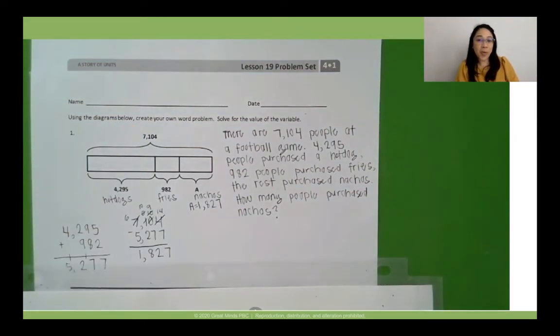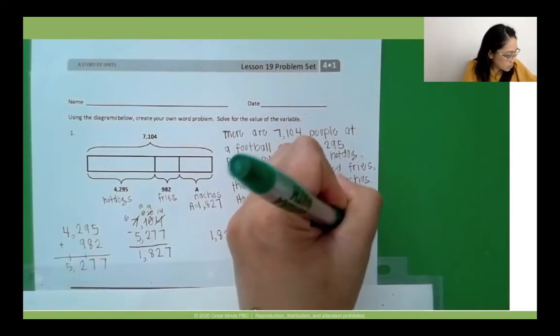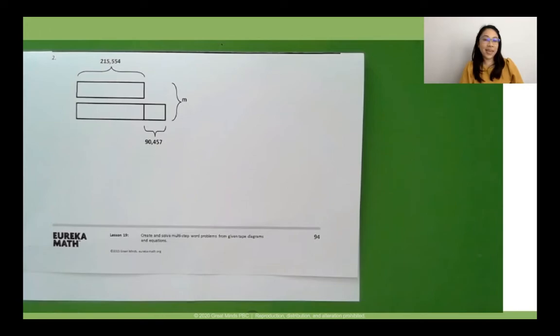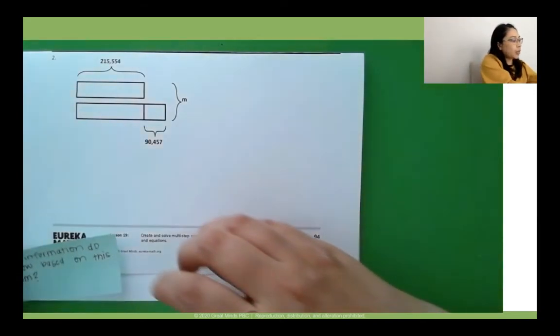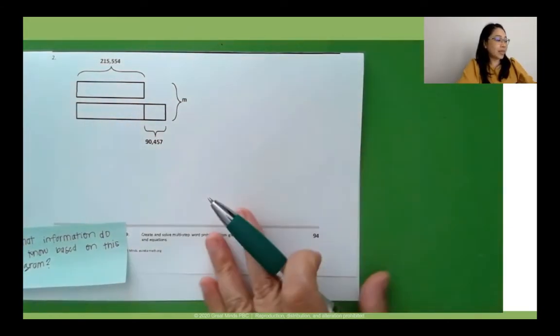So now we need to come up with a statement that answers the question. How about 1,827 people purchased nachos? Let's write that statement in now. Great work. Let's move to the next tape diagram to analyze. Here is our second tape diagram. Take a moment now to analyze it, and as you do, ask the following question. What information do I know based on this diagram?